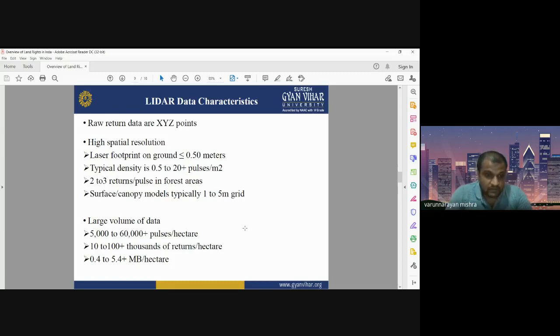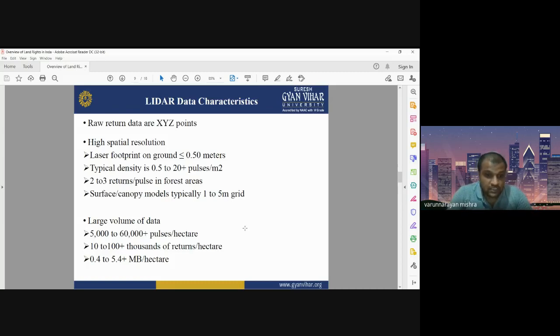There may be a density of about 0.5 to 20 pulses per meter square from each 1 meter square area on the ground. There may be 5 to 20 pulses per second. If there is a higher density, or a higher number of point values in a square meter area, then it will provide you the high spatial resolution data.